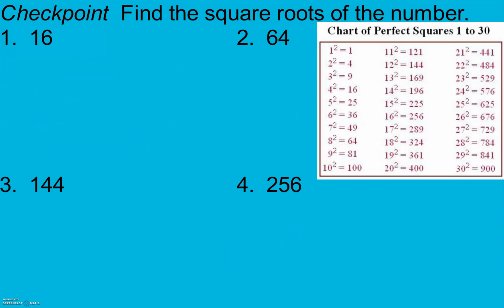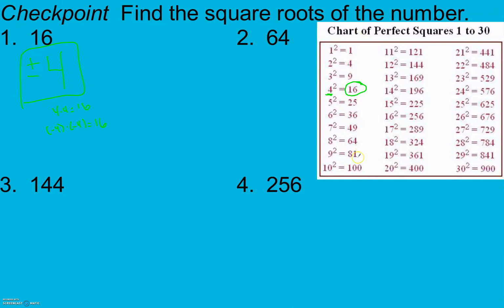Here, feel free to pause and give these a try if you'd like. We're going to find the square roots of each number. In number 1, it's 16. So if we look at our chart, 16 here means I took 4 times 4. But I also could have taken negative 4 times negative 4, because 4 times 4 gives me 16, and negative 4 times negative 4 gives me positive 16. So here, plus or minus 4.